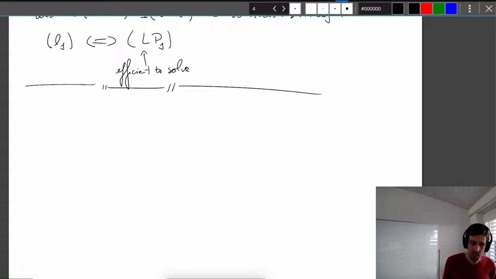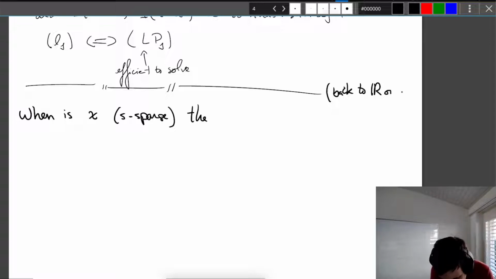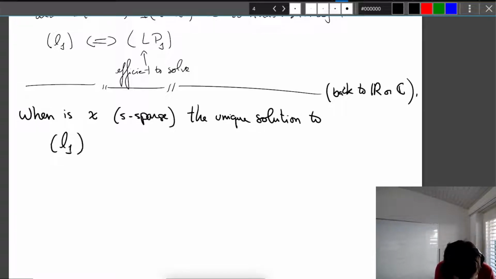Now we're going to answer the second question, which is really the interesting question: when is X, say S sparse, the unique solution? And now I go back to K being reals or complex. It was just that little part that needed R. So, when is X, S sparse, the unique solution to L1? Now we know that this is something we can solve.